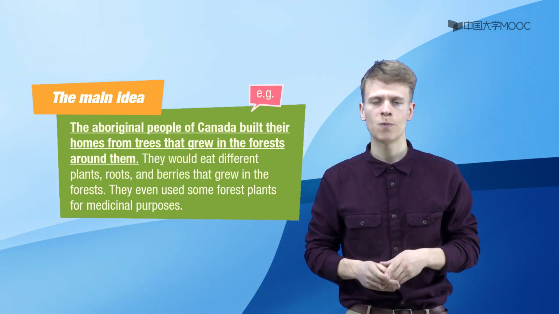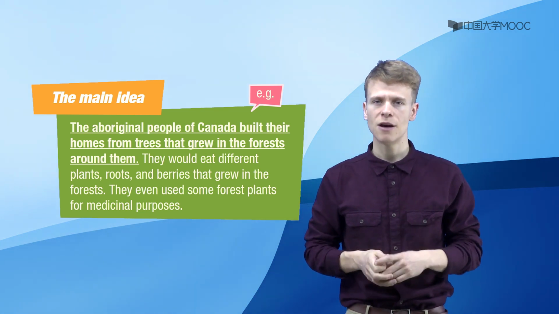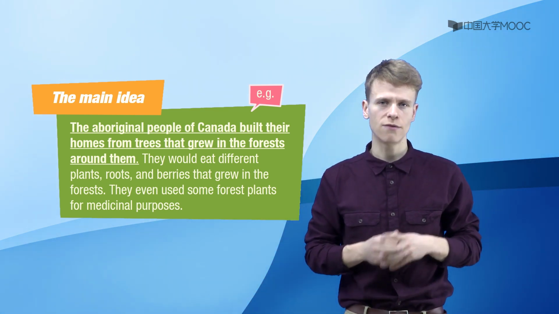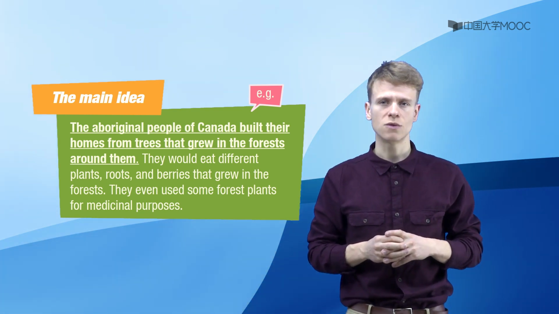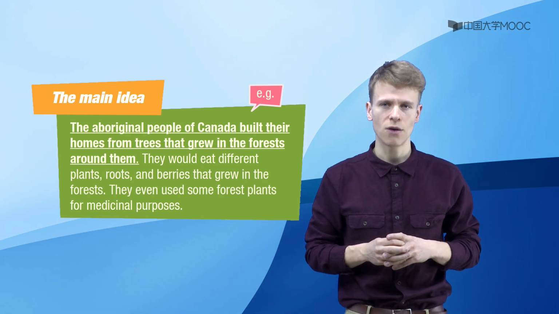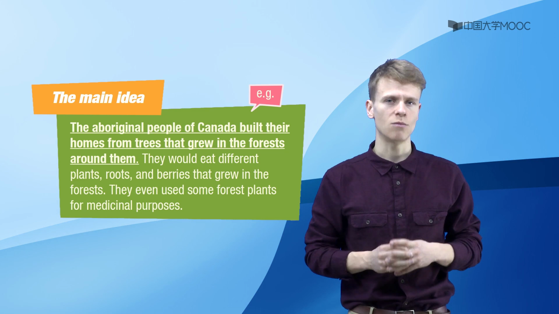Listen once more. The Aboriginal people of Canada built their homes from trees that grew in the forests around them. They would eat different plants, roots and berries that grew in the forests. They even used some forest plants for medicinal purposes.